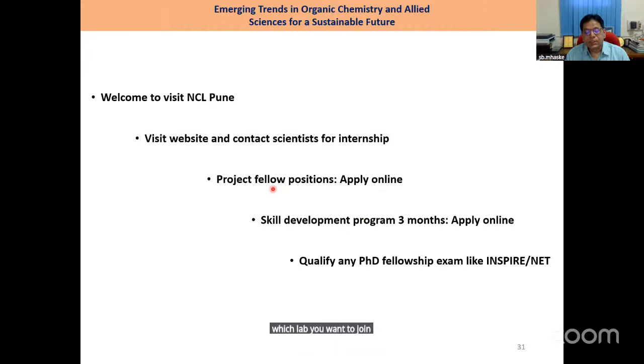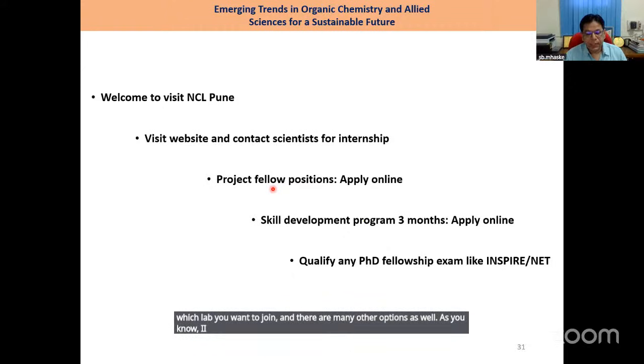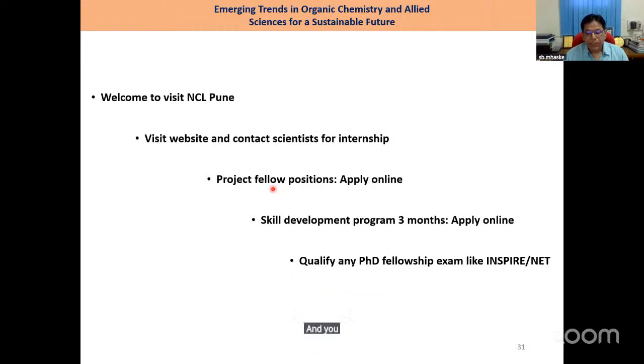There are many other options as well. As you know, IITs are there, IISERs are there, many CSIR labs are there, but you need to qualify a qualifying exam. At NCL, we don't accept GATE fellowship for sciences. Only in engineering it is accepted, but IITs also accept GATE fellowship.